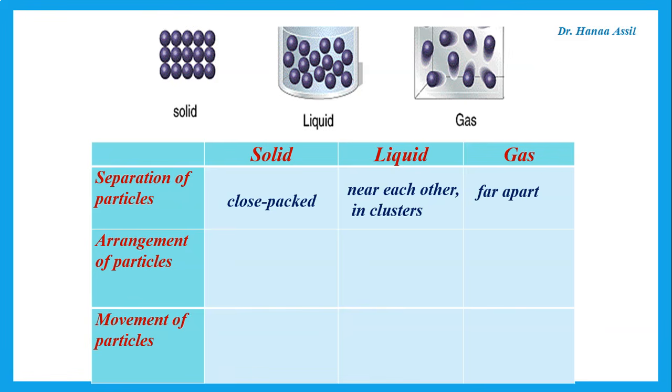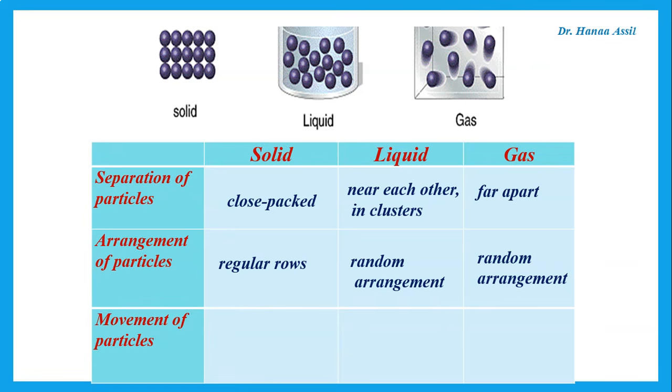Please pay attention. What is he asking about? If he's asking about separation, then this is what we should say. But if he's asking about arrangement, how are particles in a solid arranged? You should realize that in a solid, the particles are in regular rows. What about in a liquid? We say they are in random arrangement. Or sometimes we say irregular arrangement, but random arrangement is a much better one. And gases also, the particles are randomly arranged.